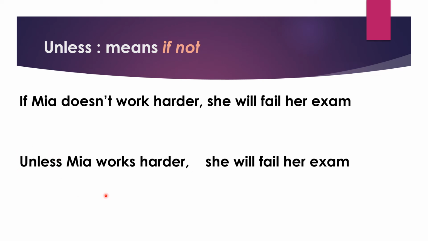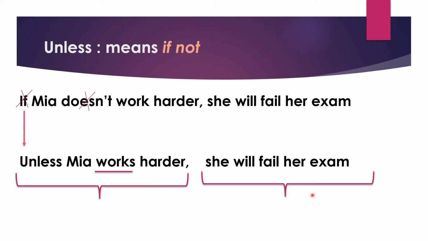Unless, this is instead of if, Mia is the subject, we delete any negative form and put the verb. Why do we put works by adding s? Because Mia is singular, and we complete the statement: harder, she will fail her exam. Then we have two clauses, the unless clause and the main clause. And because we started with the unless, we have to put a comma between these two clauses.